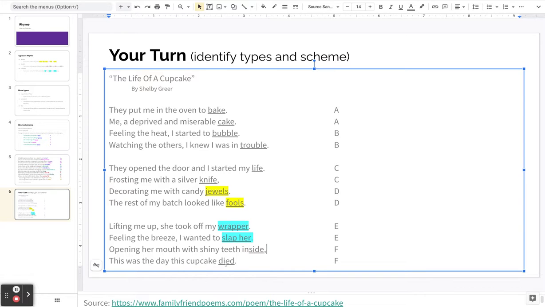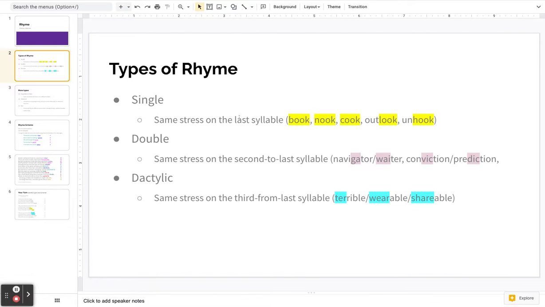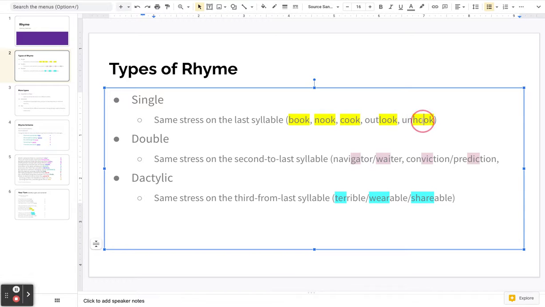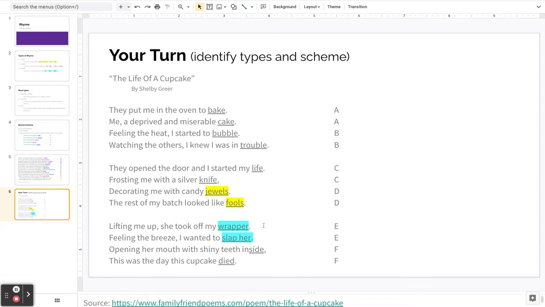It's inside and died. It's the last syllable. So this is actually a good rhyme, even though this is two syllables. It's the last syllable that's important. Remember the examples over here on the same stress on the last syllable. We had two syllable words here, okay? But because it was the last syllable, that's why that worked. So when you're looking at these, you want to take a look at them and see how you're doing on that. But notice now we've identified the rhyme scheme as A, B, B, C, C, D, D, E, E, F, F. And that's how this one goes.